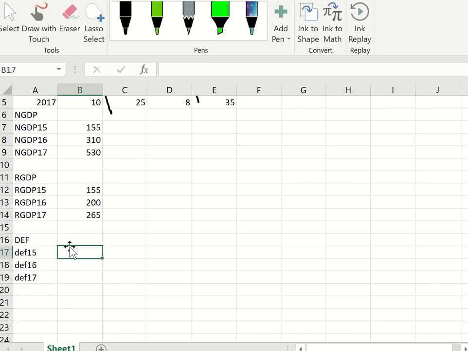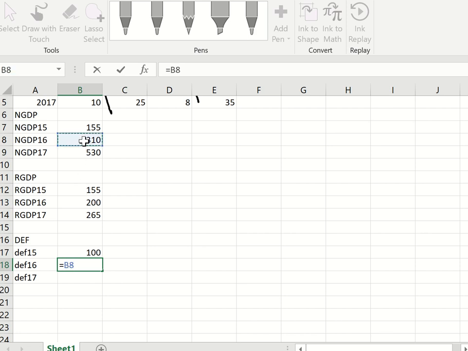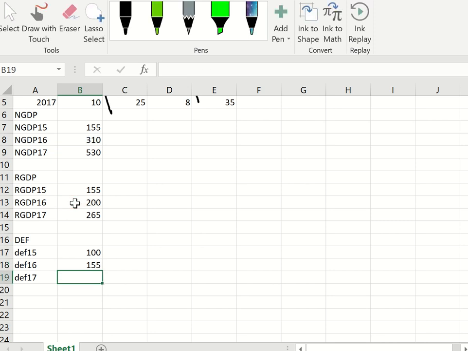All right, so for deflator, we're going to use our nominal GDP divided by real GDP times 100. So nominal GDP for 2015 is 155 divided by real GDP 155 times 100, and that's your deflator. Okay. Next year, we're gonna do nominal 310 divided by real 200 times 100. And last one, I'm gonna do nominal 530 divided by real 265 times 100.